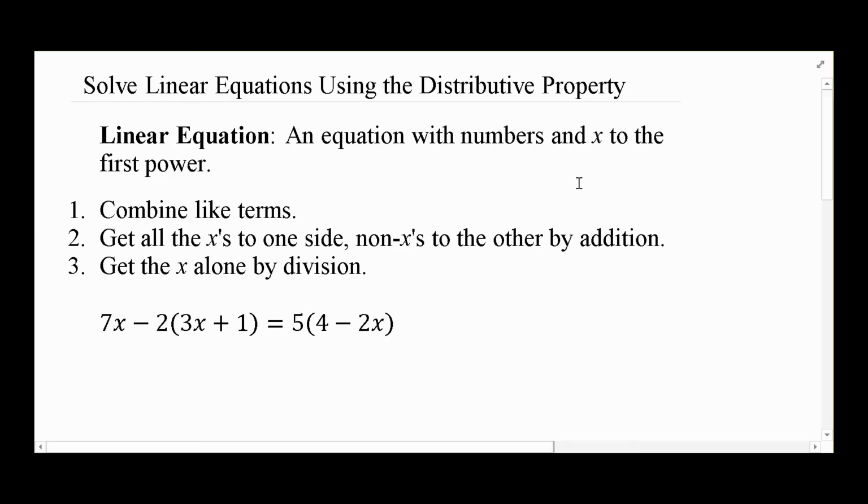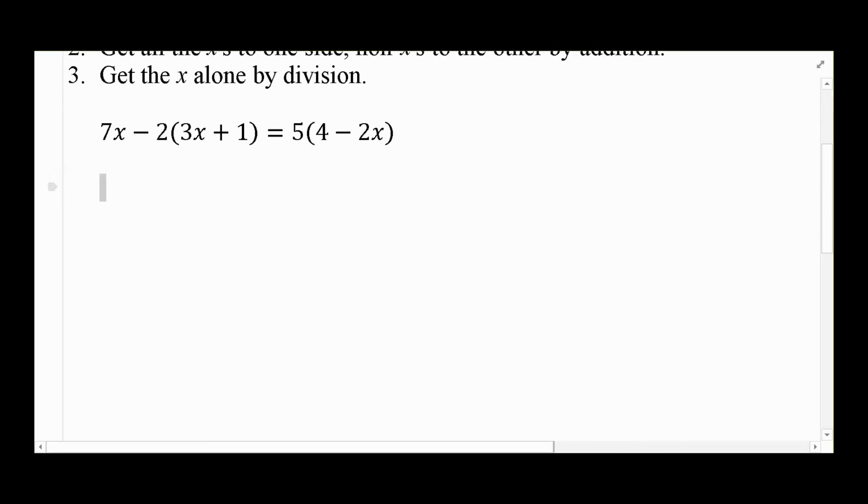So to clean up this first example, we're going to have to get rid of some parentheses. We're going to have to distribute. So that's the first thing that we're going to do. Now I do want to remind you that that 2 in front of the first parentheses isn't really a 2. It's a negative 2. We got to remember that the sign is always attached to the number. So we're going to copy the 7x down, but we're going to distribute this negative 2 across. And then over here, we'll distribute the 5.